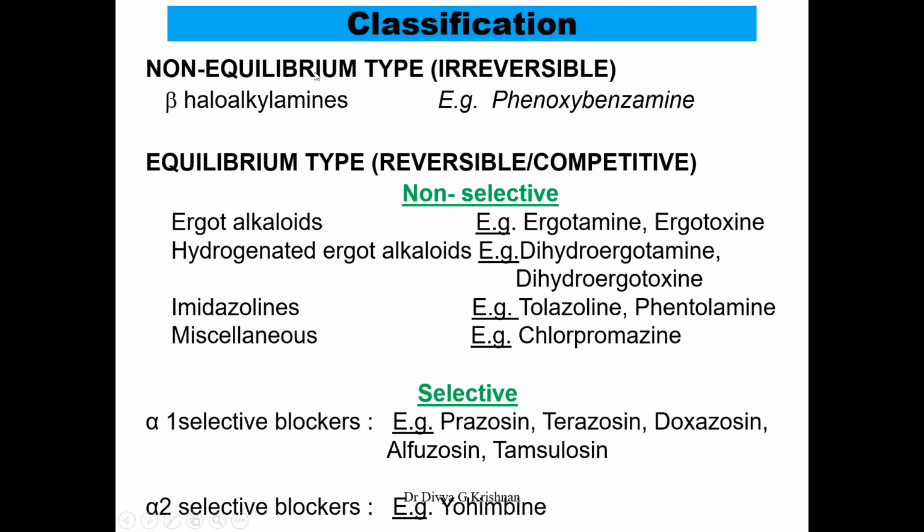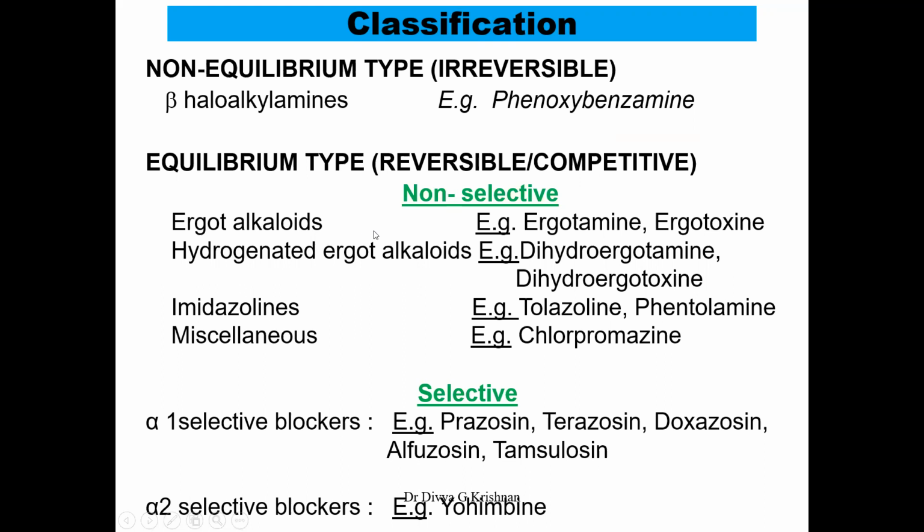The alpha blockers are divided into two types. That is a non-equilibrium type, which includes the beta-haloalkylamines, example, phenoxybenzamine. And the other broad category is the equilibrium type, that is further divided into the non-selective alpha blockers and the selective blockers. Among these two categories, the selective blockers are therapeutically more important. So just let us name the blockers.